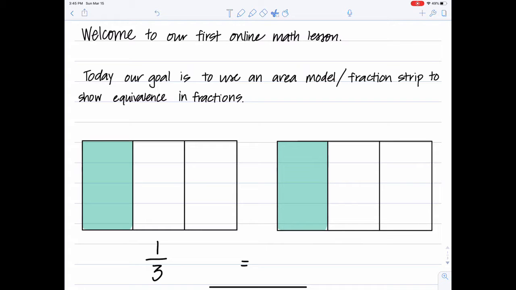Today we're going to be continuing working with our equivalent fractions and fraction strips, and we're going to start by stating our goal. Our goal is to use an area model or fraction strip, which we all know are below and are also the same. And we're going to find equivalent fractions.